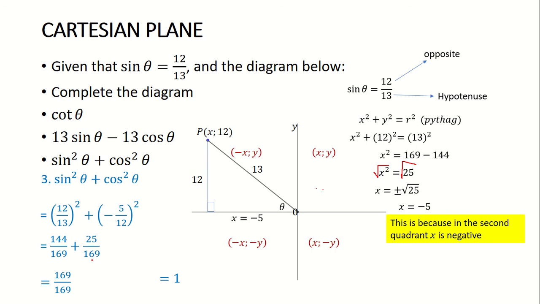So you can conclude that whenever you have sine squared of something plus cos squared of something, your answer will always be positive.